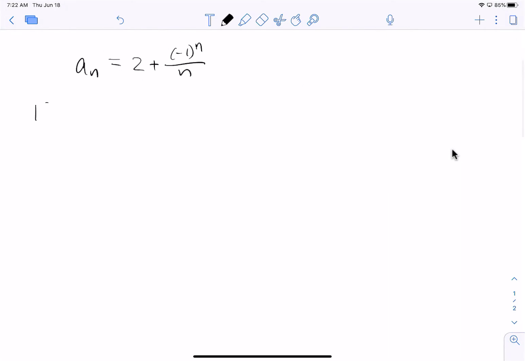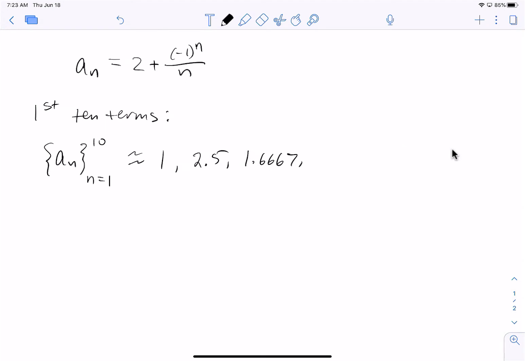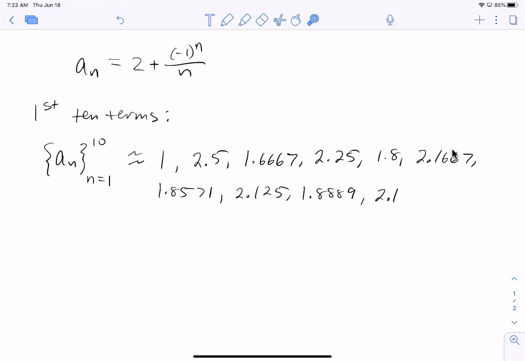The first 10 terms of this sequence are generated using a calculator, and notationally we use curly brace a sub n and then a little subscript n equals 1 and then a superscript 10. Kind of like limits of integration. And calculator values for the first 10 terms are 1, 2.5, 1.6667, 2.25, 1.8, 2.1667, 1.8571, 2.125, 1.8889, and 2.1. These are rounded to 4 decimal places where appropriate.